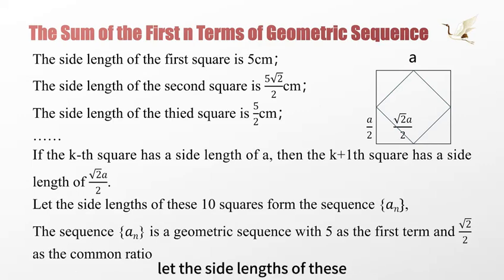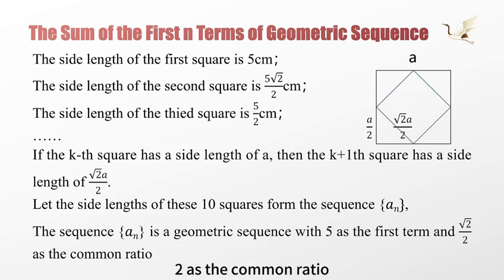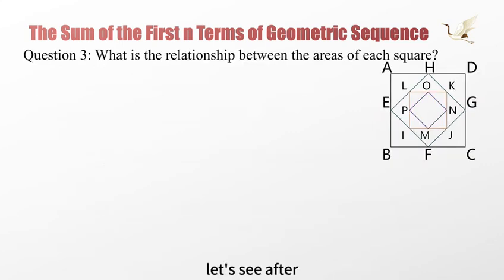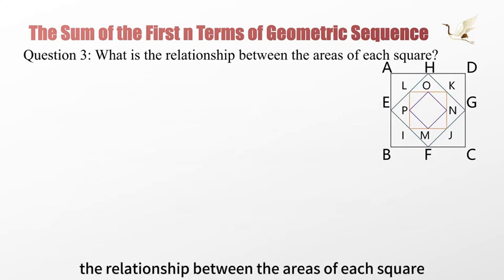Let the side lengths of these 10 squares constitute a sequence an. Then an is a geometric sequence with 5 as the first term and the square root of 2 over 2 as the common ratio. After understanding the relationship between the side lengths, let's explore the relationship between the areas of each square.